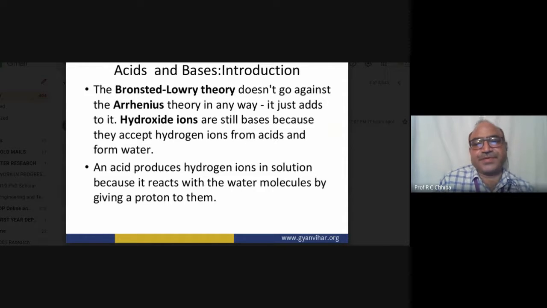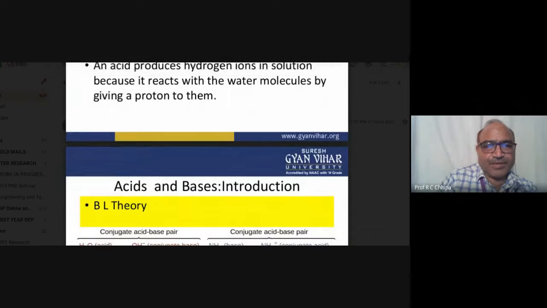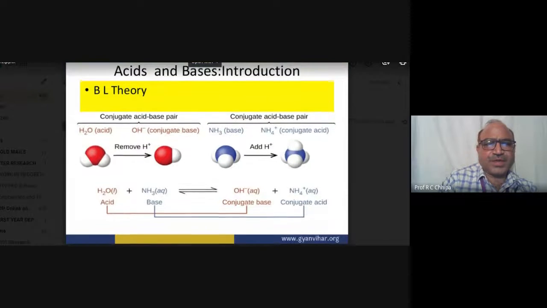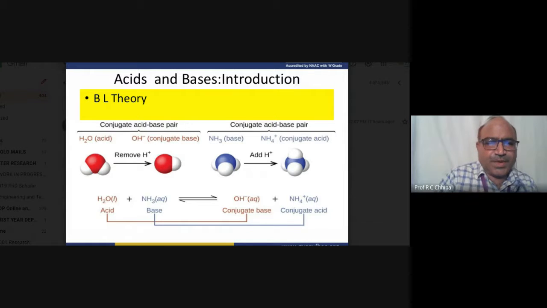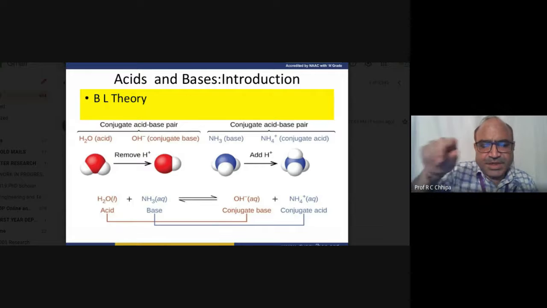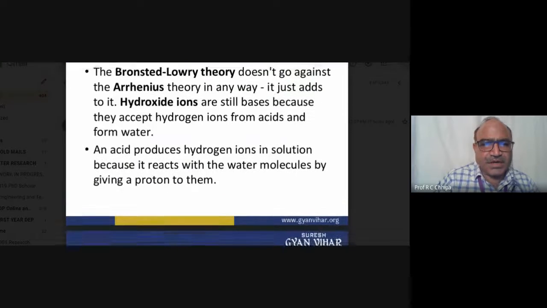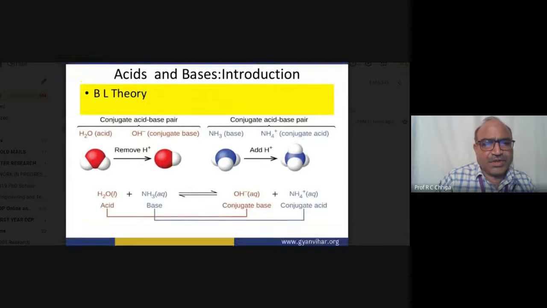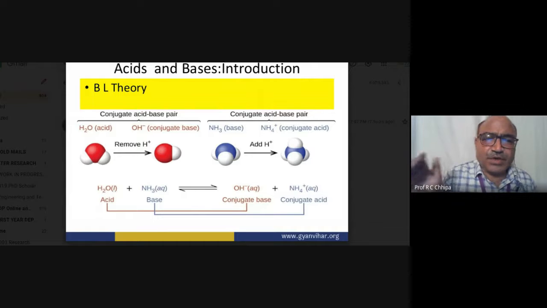Hydroxide ions are still bases because they accept hydrogen ions from acids, and an acid produces hydrogen ions in solution because it reacts with the water molecule, giving the proton. Here also the name proton itself is given. So in the Bronsted-Lowry theory, there is the conjugate pairing. When water removes the hydrogen cation, the proton itself is given. So here the acid, and that becomes the hydroxyl anion, the conjugate base.